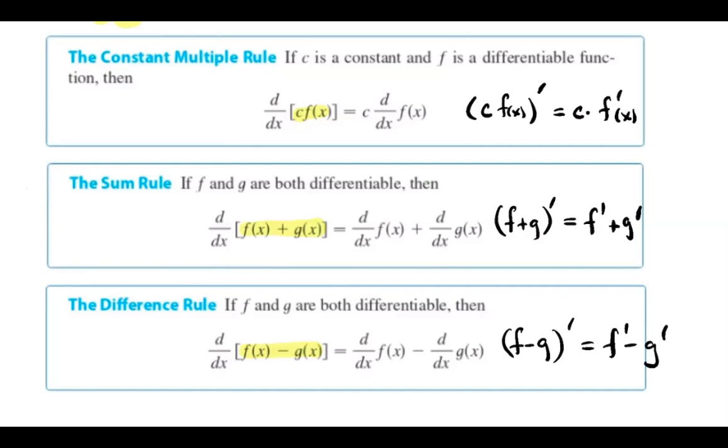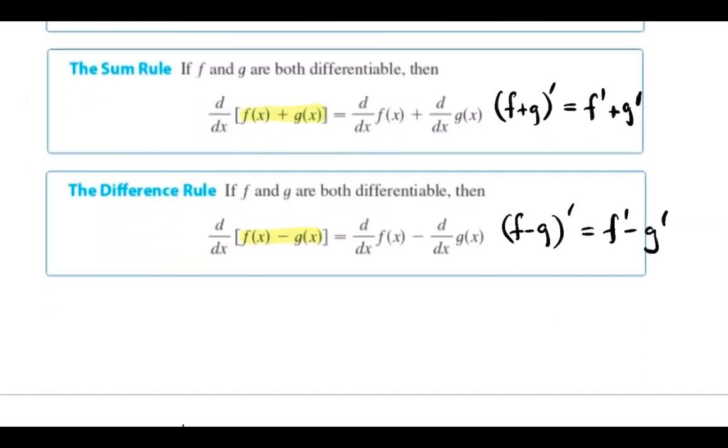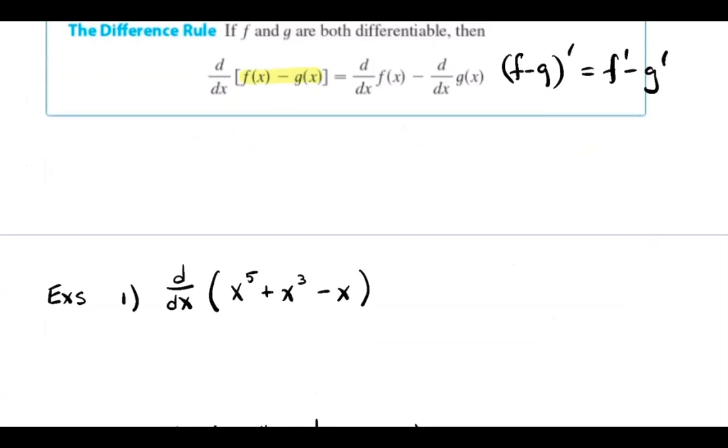All right, so let's illustrate how you can use these rules. Maybe you want to jot them down real quick, or if you have your book open on another screen or something like that. But I'm not going to be able to keep them all visible. But let's check out how to use these things. Here I've got an example where I've taken three power functions, x to the fifth, x cubed, and x, and I've combined them with addition and subtraction.